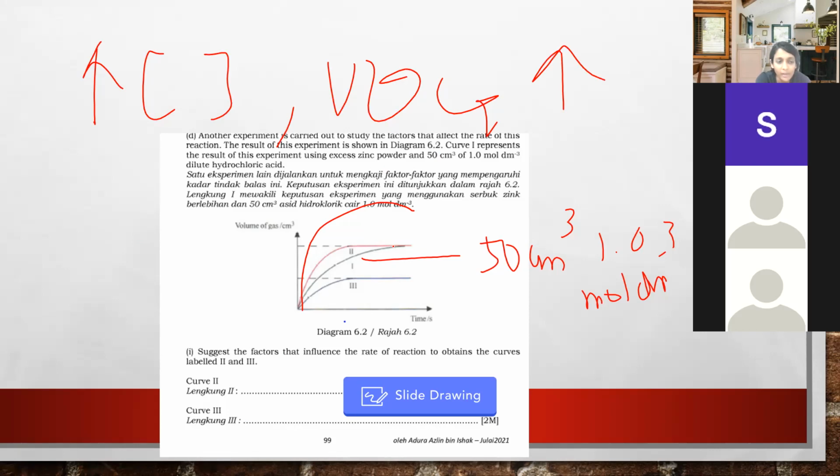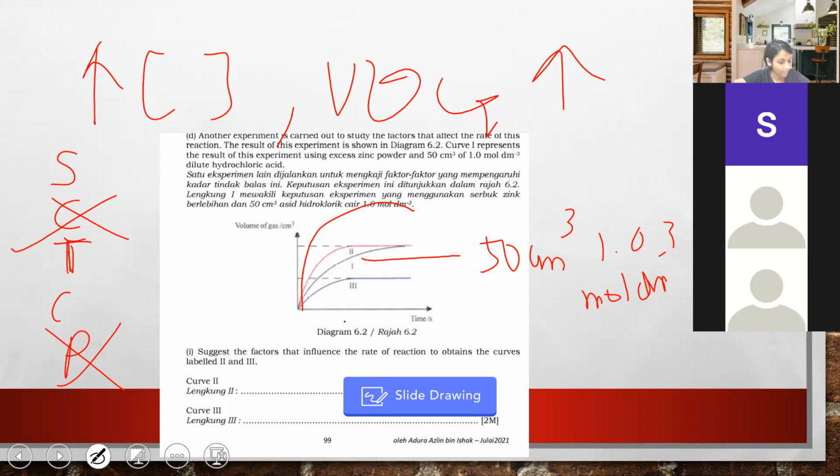So I have 5 factors. Can you tell me what are my 5 factors? Obviously, pressure is out of the picture. And I think I just did with you for curve 2, concentration also cannot. What is left? Size, temperature, and catalyst.